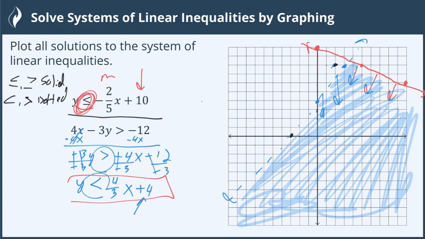It looks like the intersection of the two lines is somewhere around right here. So 1, 2, 3.5. It's just an estimation, by the way, just so you can see where they cross. And 1, 2, 3, 4, 5, 6, 7, 8.5.